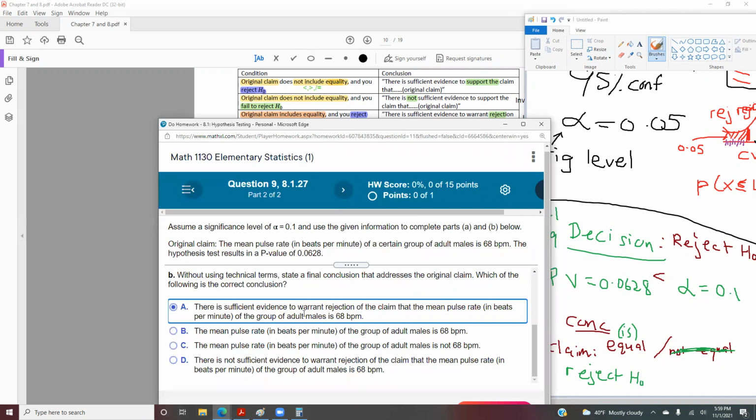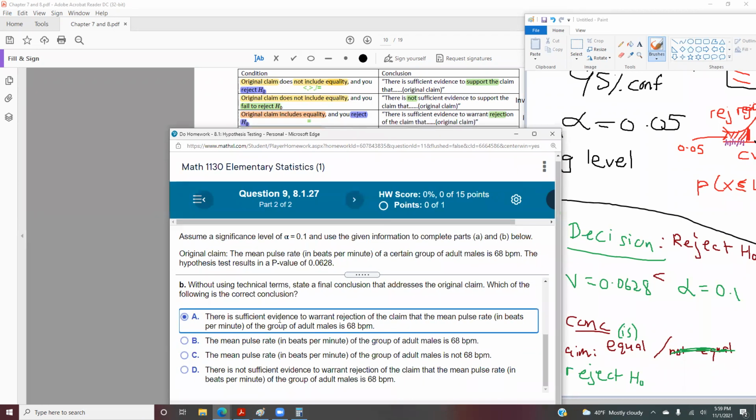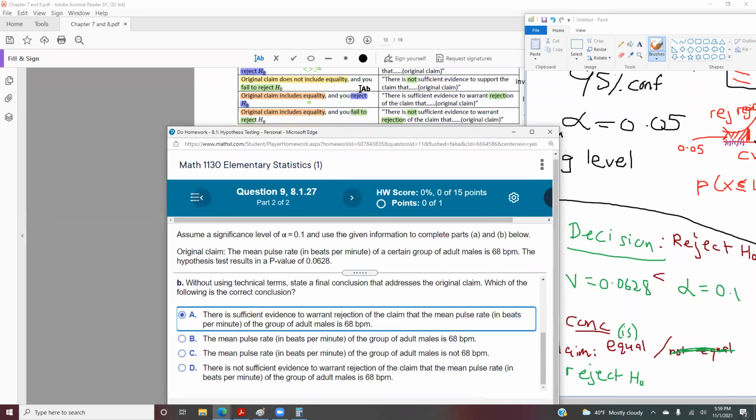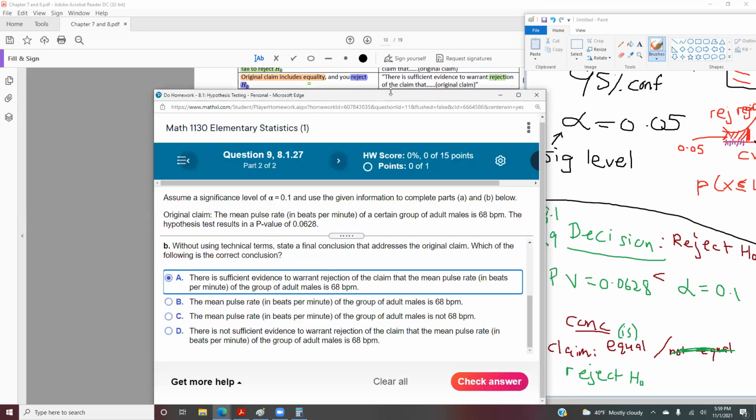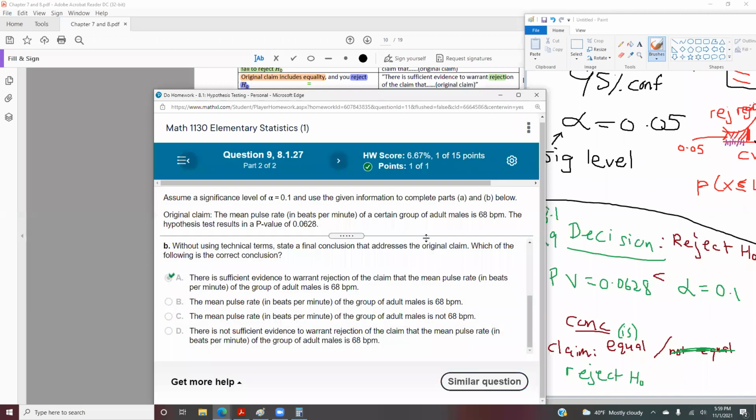There is sufficient evidence to warrant rejection of the claim. And what is the claim? The mean pulse rate of a certain group of adults is 68 beats per minute. So your answer in this case will be A. Yep. So this is how you use this table 1, 2, 3, 4 to figure out which is the correct way to do it.